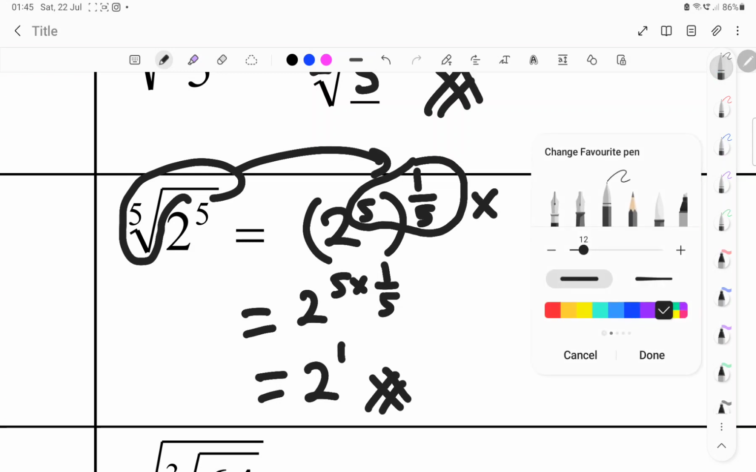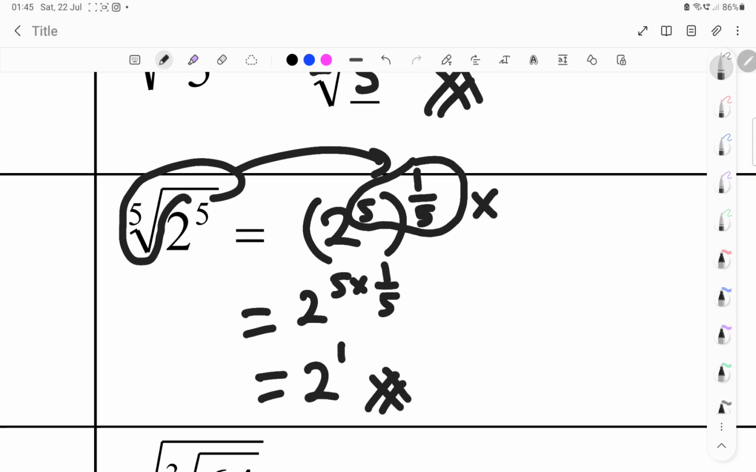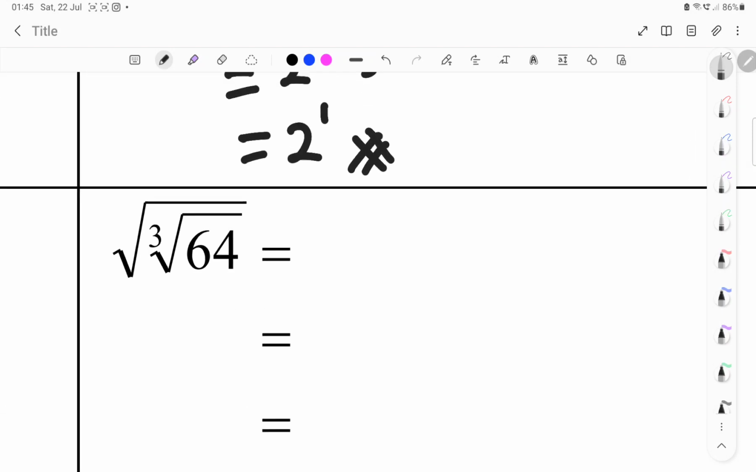I think my pen is quite big. Let me make it smaller. Okay, next.